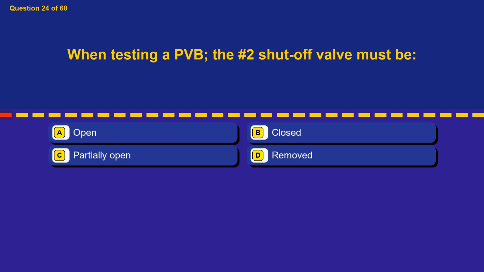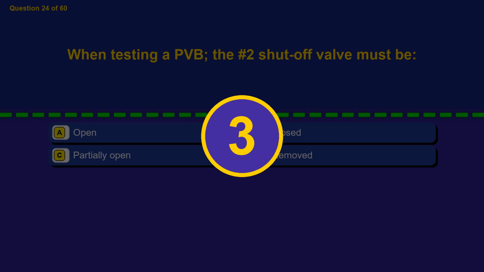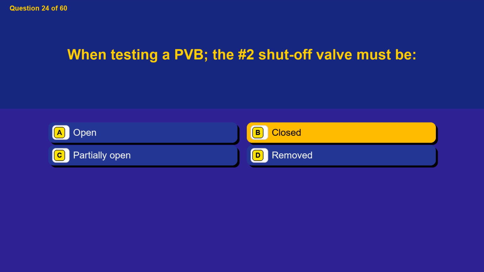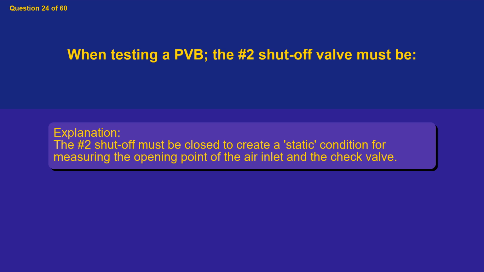Question 24. When testing a PVB, the number 2 shutoff valve must be option A open, option B closed, option C partially open, option D removed. The correct answer is option B, closed. The number 2 shutoff must be closed to create a static condition for measuring the opening point of the air inlet in the check valve.